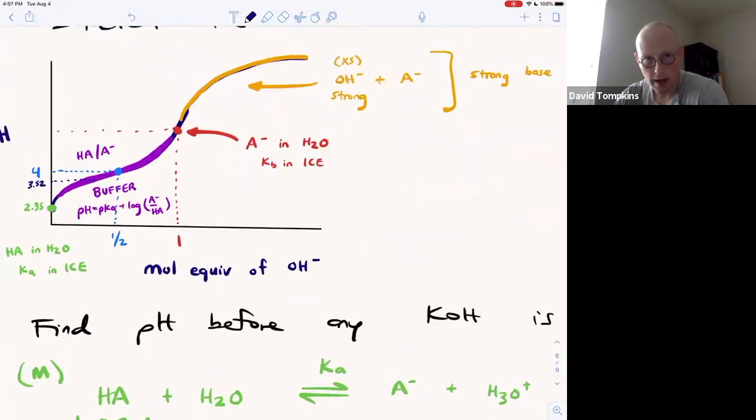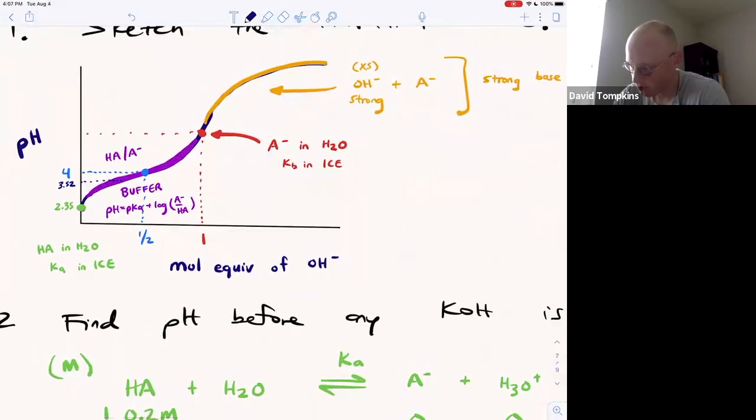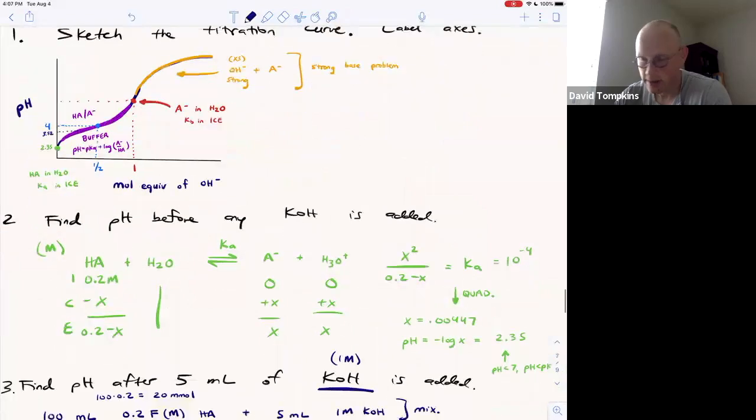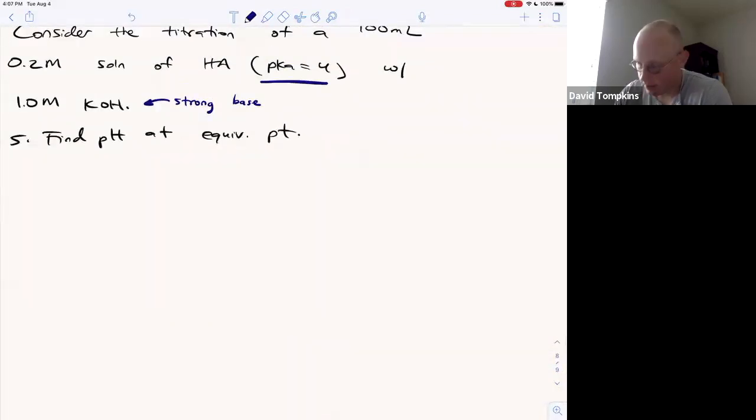So the point now where we are going to solve for the pH for the first time ever is the equivalence point, where you have this steep inflection point, rapidly changing pH after 1 mole equivalent of hydroxide has been added. So I'll rewrite the reaction.